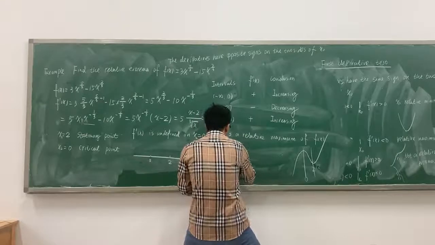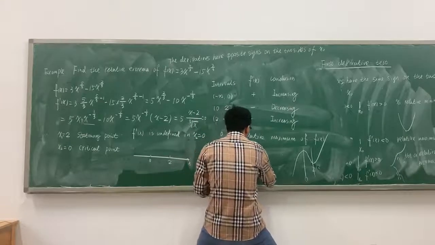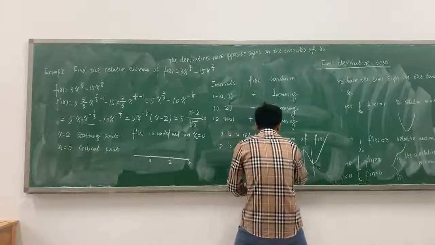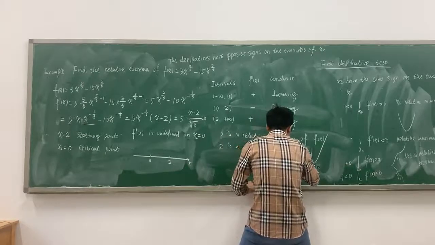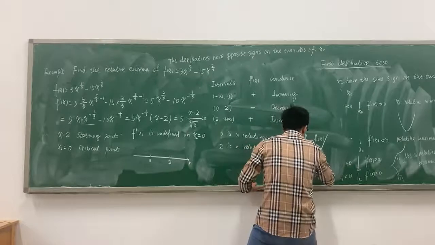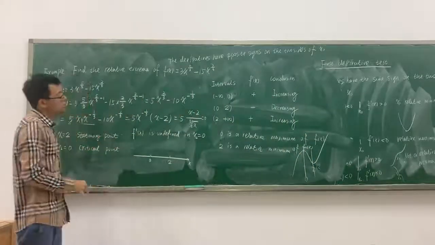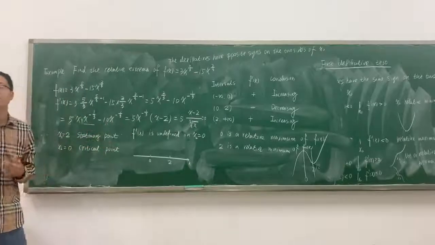2 is a relative minimum of f(x). So here this is the answer. Okay, this is the answer.